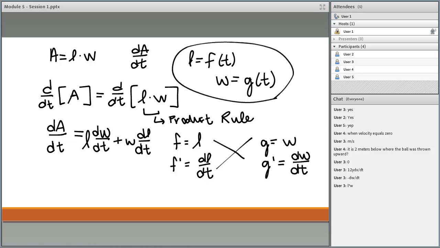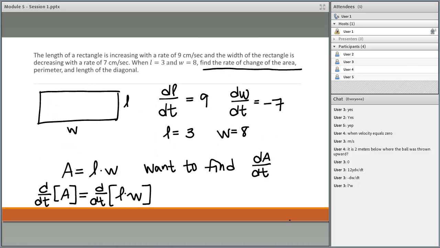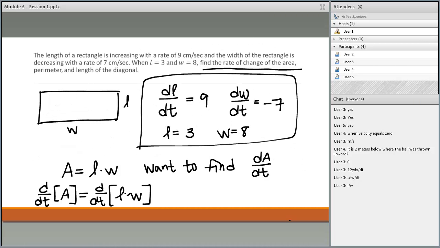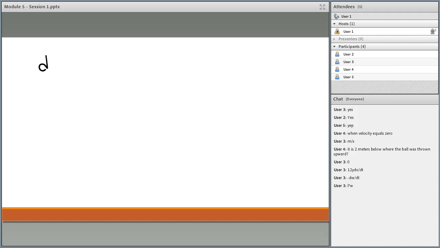So we now have an equation that models how the area is changing with respect to time. We were told all of this information here, so we can plug all of those values in, and we'll have the rate of change of the area with respect to time. Let me go to another page. So we found that dA/dt is L times dW/dt plus W times dL/dt.